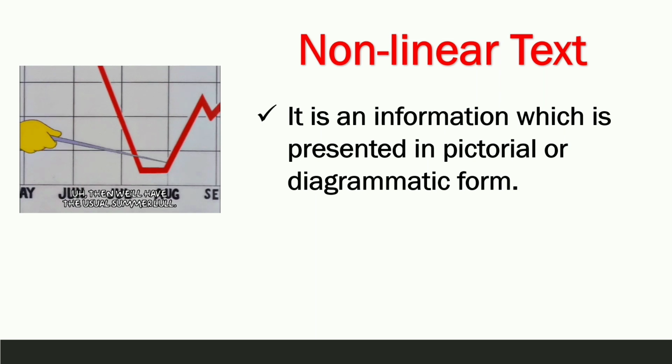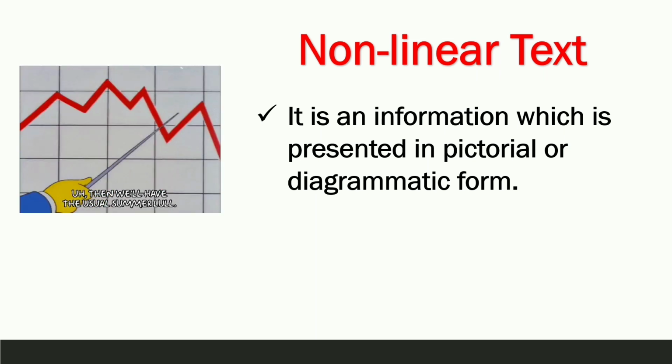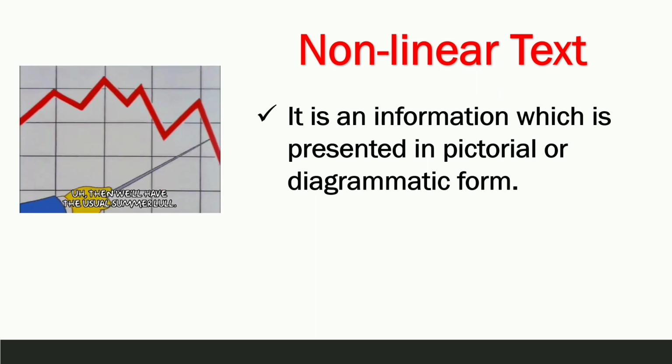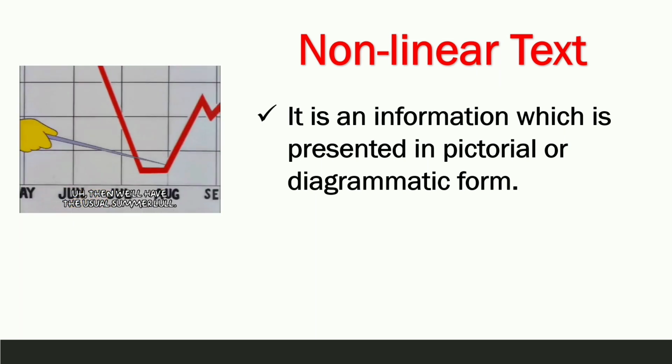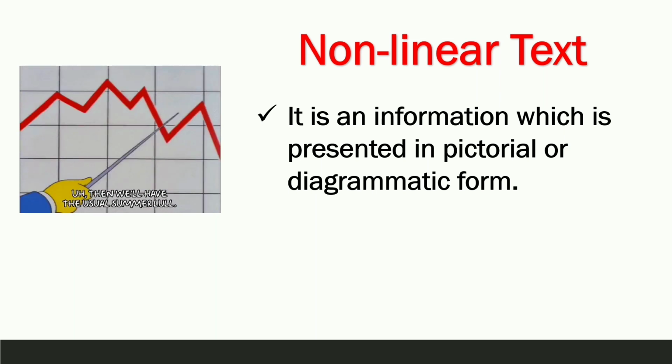Now let's have non-linear text. It is information which is presented in pictorial or diagrammatic form. Here, the readers do not have to go through the text in a sequential manner in order to make sense of the text. This kind of text will test your ability to select and report the main features, to describe and compare data, identify significance and trends in factual information, or to describe a process. It requires you to write a summary of at least 150 words in response to a particular graph.